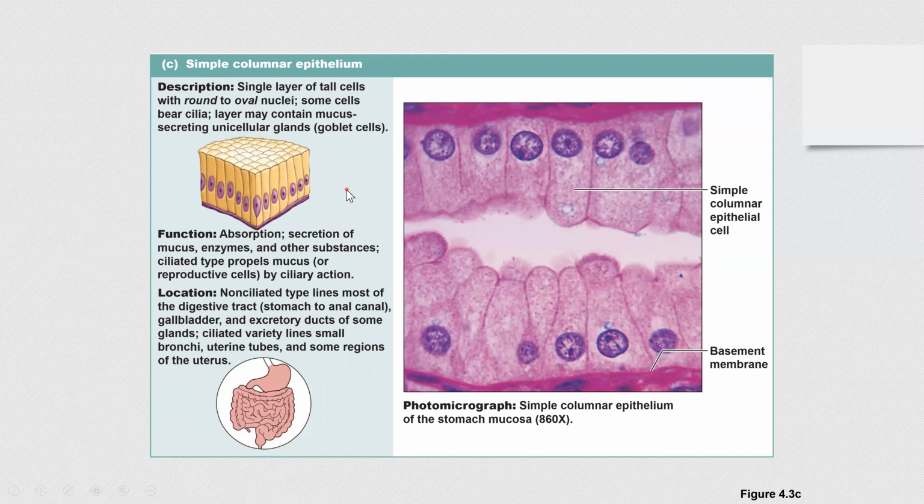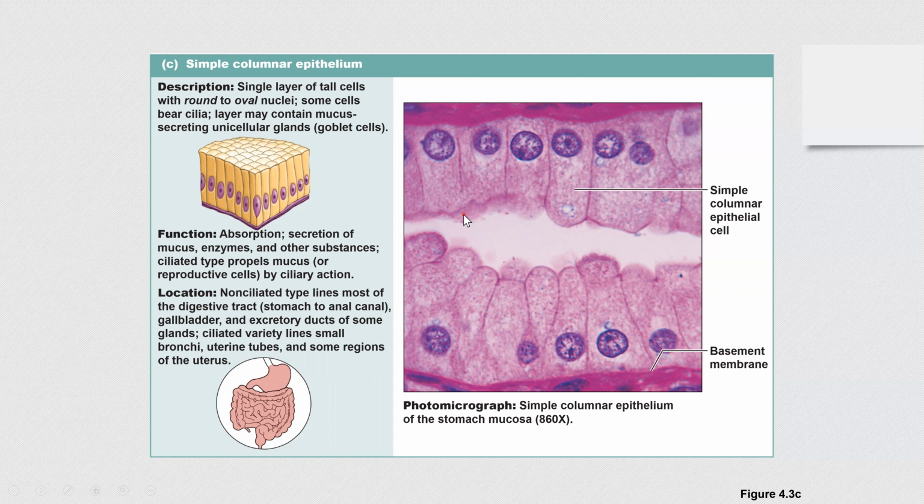Simple columnar. So we would have one layer of cells. Cells are column shaped, and they will have round or oval nuclei. Some of this epithelium will have extensions on the apical surface. It can be either cilia or microvilli, right? Many of them will have mucus-secreting unicellular glands, or goblet cells.